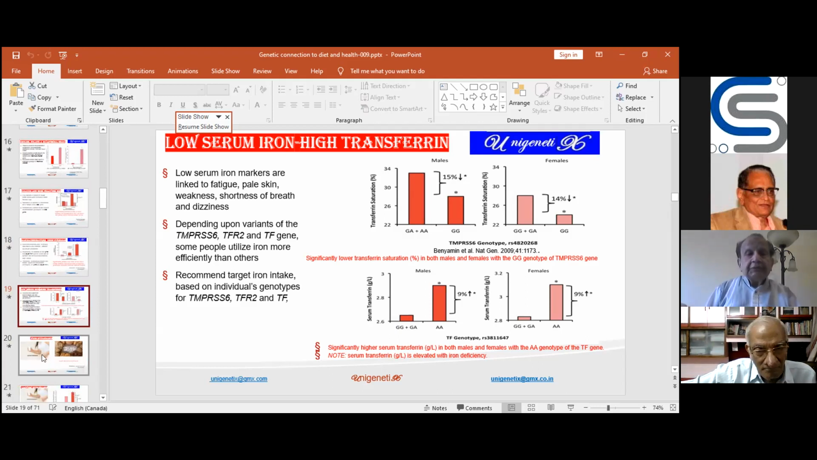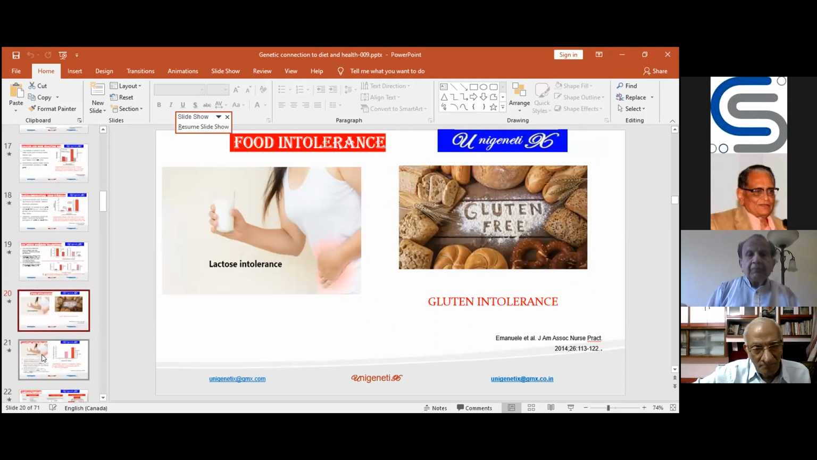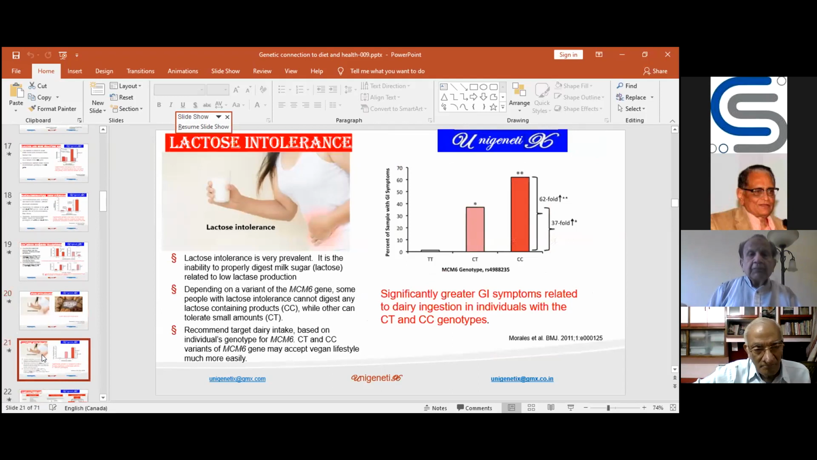Now, I've finished with the metabolic. I'm coming to food intolerance. This is a big thing both in India and in the West. A very, very important item in medical practice. Lactose intolerance and gluten intolerance. Lactose intolerance means it's very prominent, the intolerance to milk.